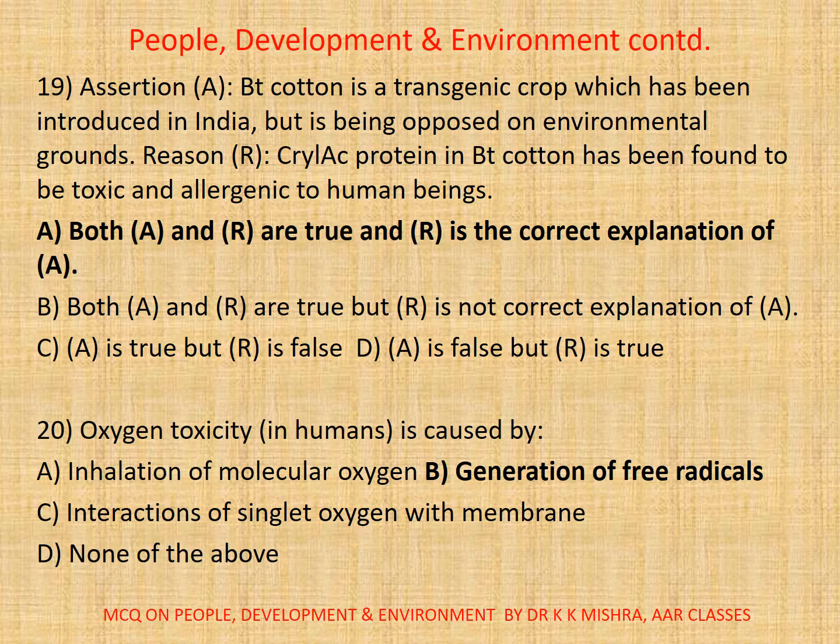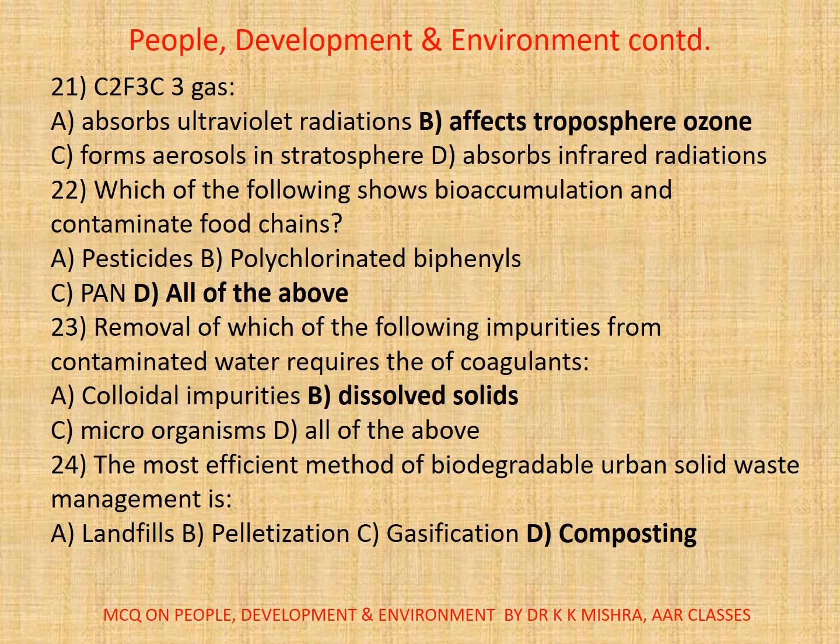20. Oxygen toxicity is caused by, correct option is B, generation of free radicals. 21. C2F3Cl3 gas, correct option is B, affects troposphere zone. 22. Which of the following shows bioaccumulation and contaminate food chains? A. Pesticides. B. Chlorinated biphenyls. C. PAN. Or D. All of the above. Correct option is D.